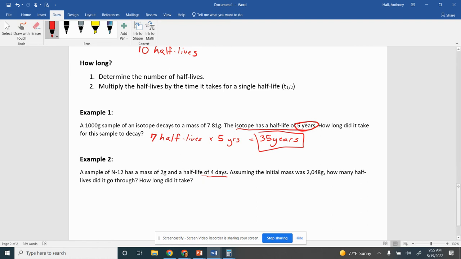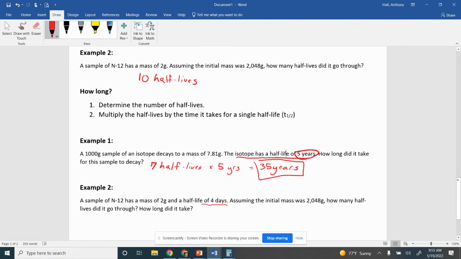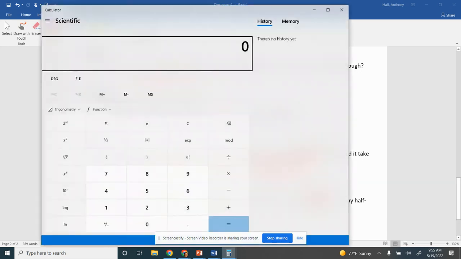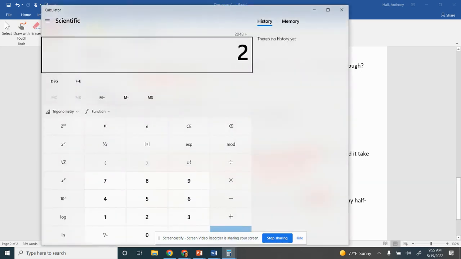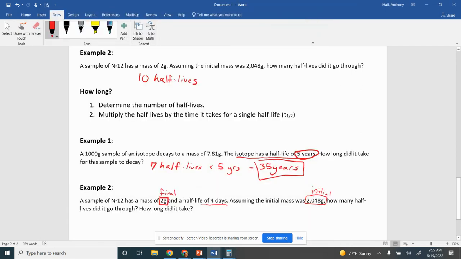Well, again, we've already figured out how to get the half-lives. We take our initial mass, which in this case was 2,048 grams. We divide it by 2 until we get to our final mass, which was 2 grams. So again, we'll just do that really quickly. 2,048 divided by 2. 1, 2, 3, 4, 5, 6, 7, 8, 9, 10. So it took 10 half-lives. So from that, we know that we had 10 half-lives.